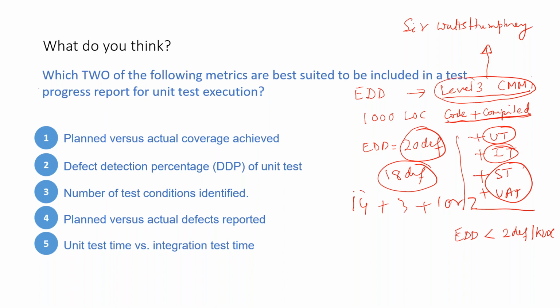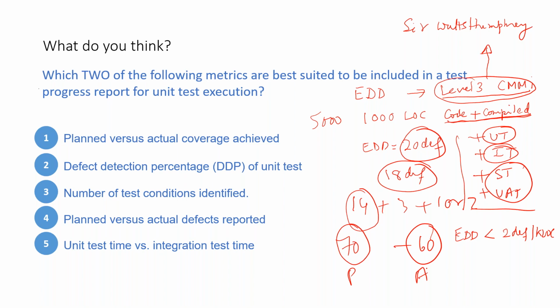So that will give you an ability to plan. If I have 5,000 lines of code, and I have to achieve less than 2 defects per KLOC, and my unit testing is the best, highly efficient process where I want to find most of the defects, I can tell that my goal is to find 70. That's what I'm telling, planned. Then let's say I found 60. This is my plan, this is my actual.